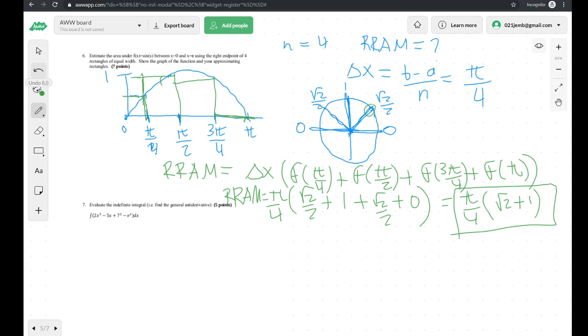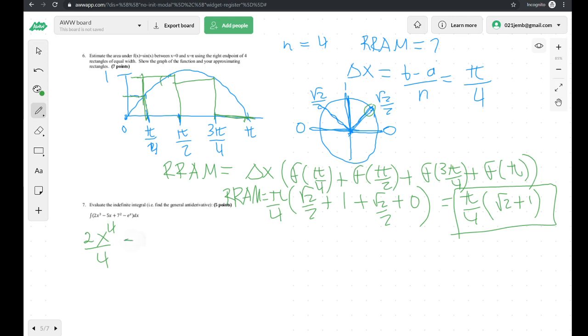Okay, so now let's evaluate the indefinite integral of 2x cubed minus 5x plus 7 squared minus e to the x dx. So this is a pretty nice integral. Let's see, the integral of 2x cubed, well, we add 1 to the exponent, that's 4, divide by 4, so that's going to be 2x to the 4th divided by 4.